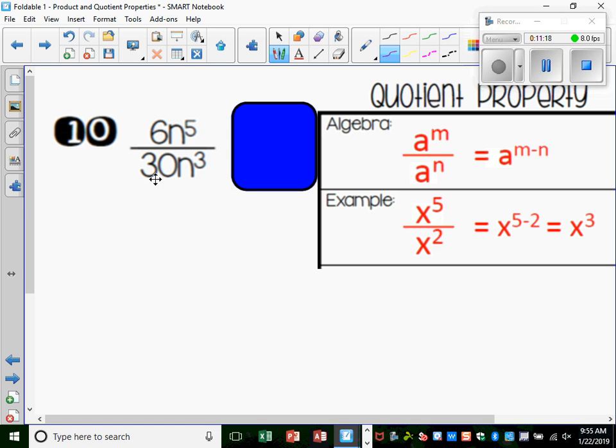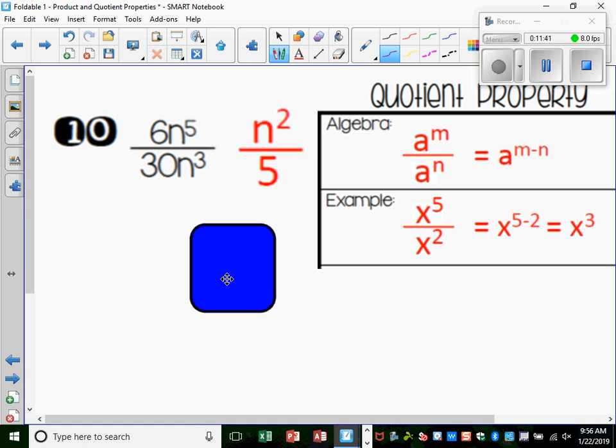So in number 10, now if this had been 30 at the top and 6 at the bottom, yes, I would have a nice number, but it's the 6s at the top, the 30s at the bottom. So that's really 1/5. Okay, it's not 5. If it was reversed, it would be 5. But 6 over 30 is actually 1/5. So we end up with this.